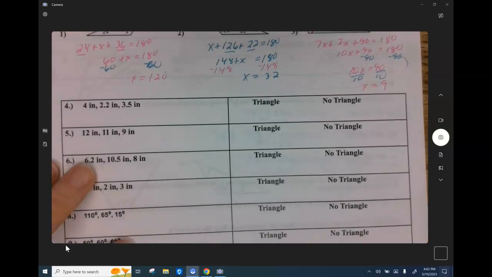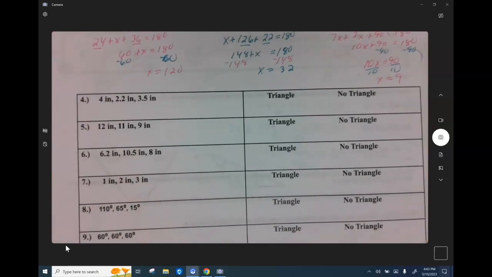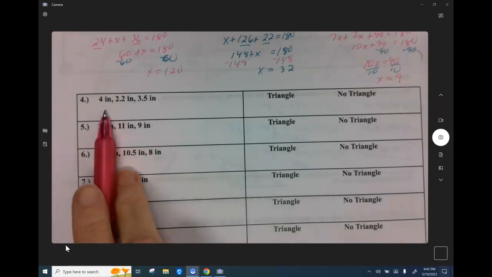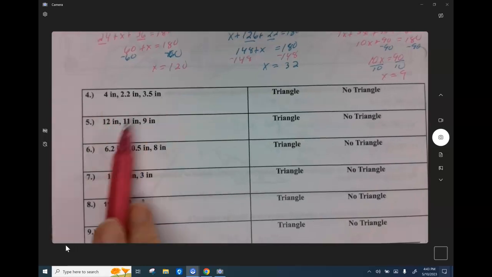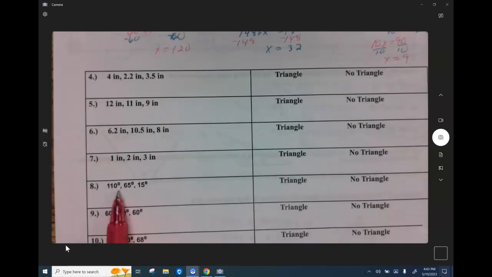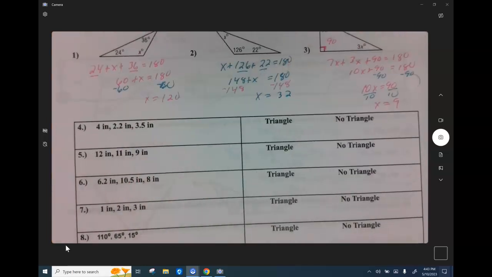Okay, last thing we're going to do, again, we're just going to kind of talk about what we've been doing. Does it make it into a triangle? Is it going to be a triangle? So I have my three sides right here. These are sides, and I know that because it says inches, but also look at these are degrees because of the little degree sign. So you're going to find out if this is a triangle or not.